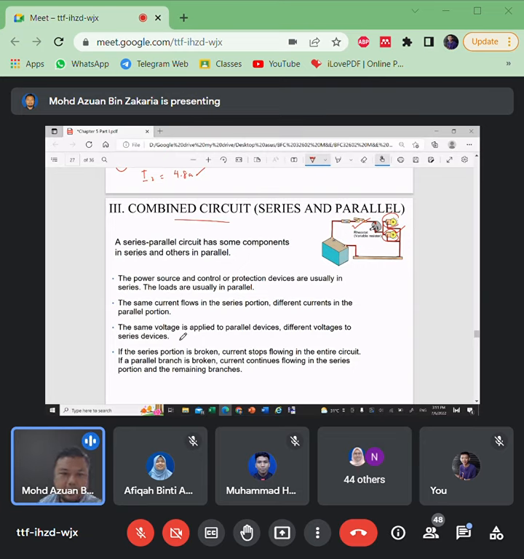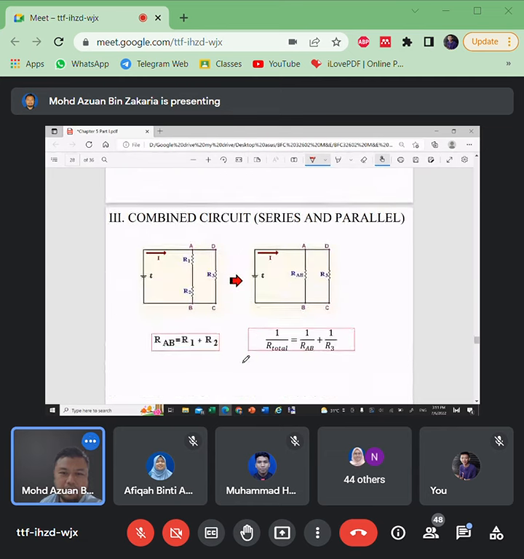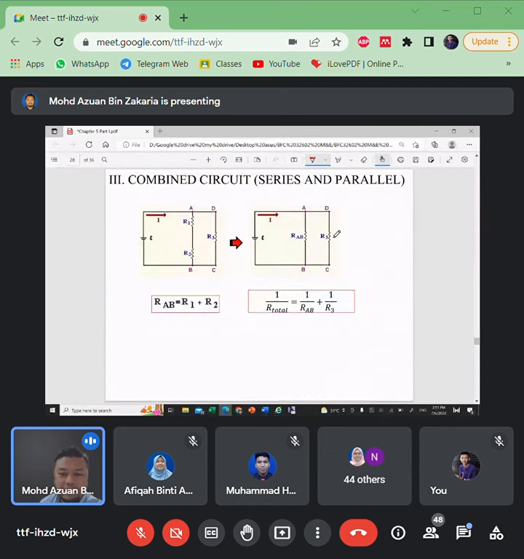All right. How to explain this? Okay. Basically, a combined circuit, you can draw it like this, simplified. So there is one resistance outside from the parallel. Something like this. This we can say as combined.